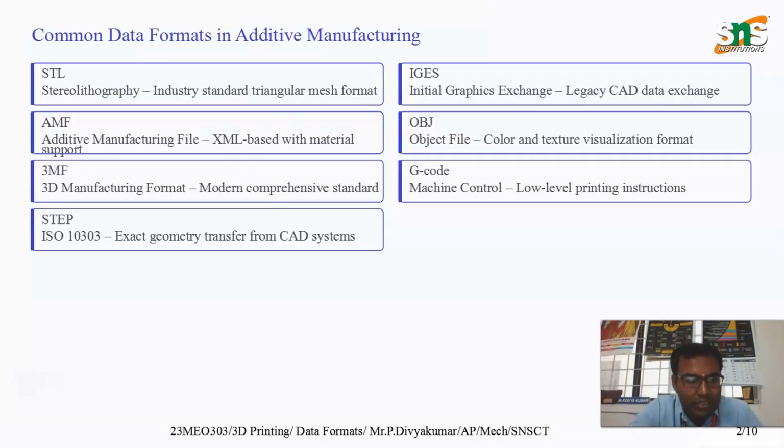Next, we are going to discuss the OBJ format. What is an OBJ? OBJ is a file format developed by Wavefront Technologies. It stores geometry, texture, color, and surface information. Whereas in the case of STL format, it only stores the geometry of the particular product. Whereas in the case of OBJ, it stores more.